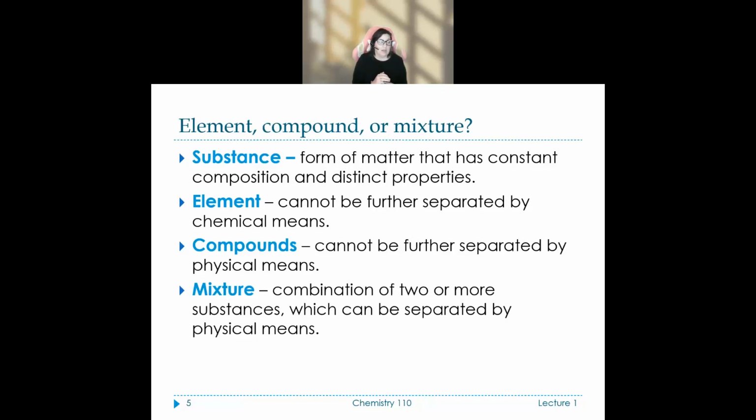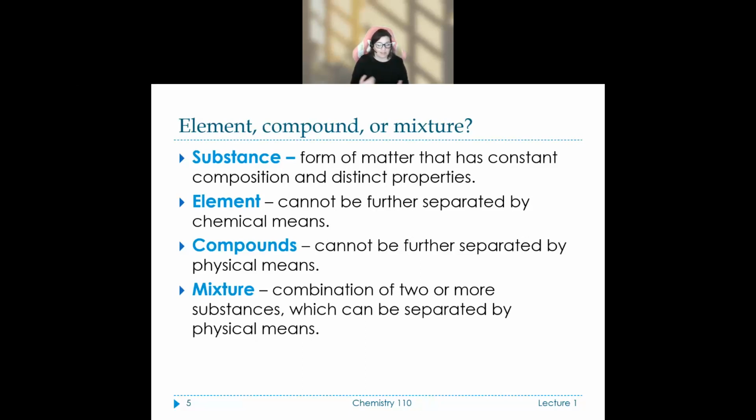Awesome. An element cannot be further separated by chemical means. Elements are things that we find on the periodic table. And I always do this because there's a periodic table on my desk. So things like hydrogen, nitrogen, oxygen, things like that. We can't break them down any further.